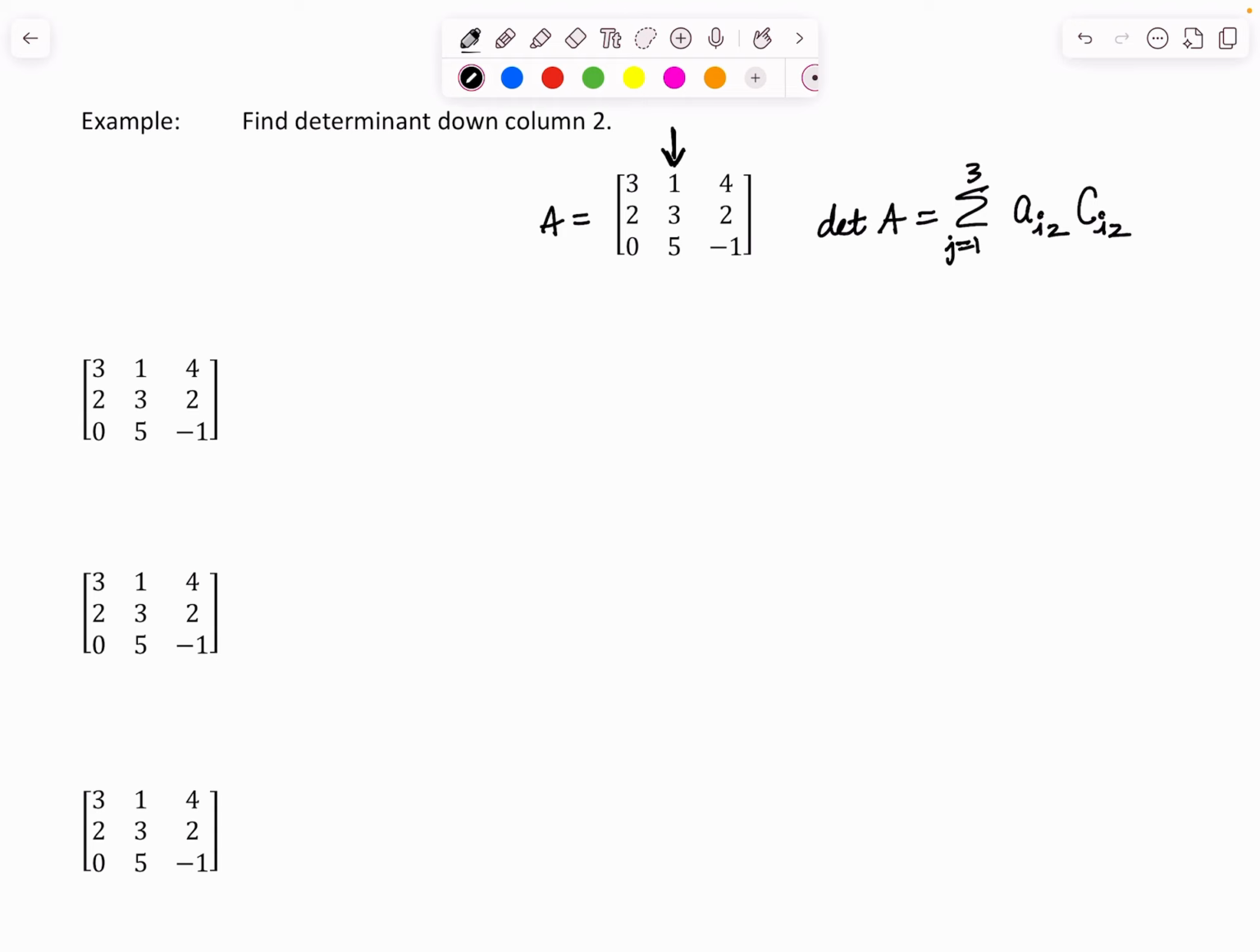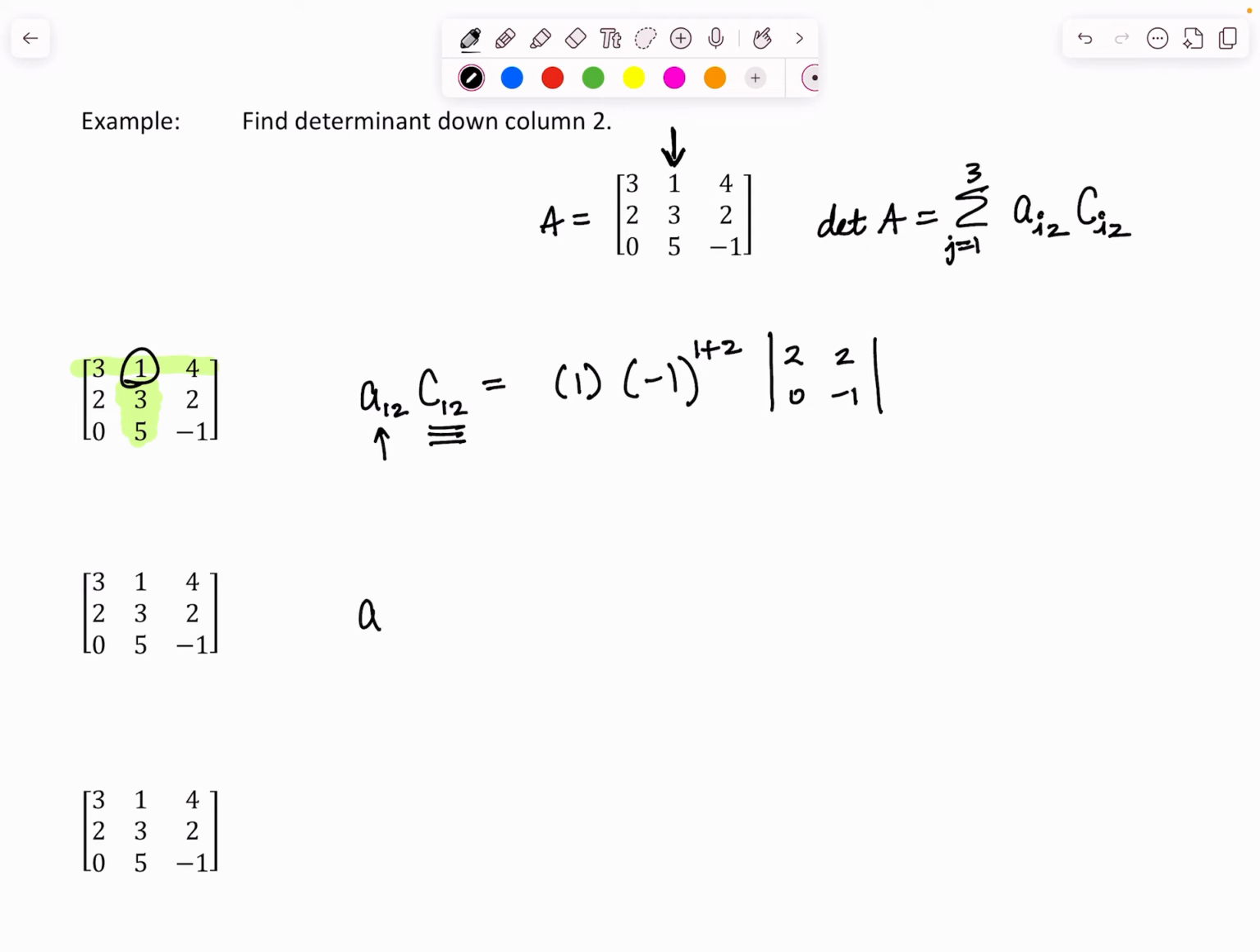So this first one is I need A1,2, C1,2. So this is going to be A1,2 is 1. And then C1,2 is minus 1 to the 1 plus 2. That's that cofactor part. And then we're going to do it times the determinant. I'm going to use the alternative notation. We want to delete that row and that column that 1 appears in. So this is 2, 0, 2, minus 1.